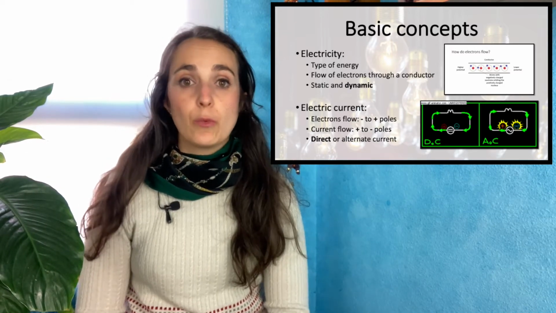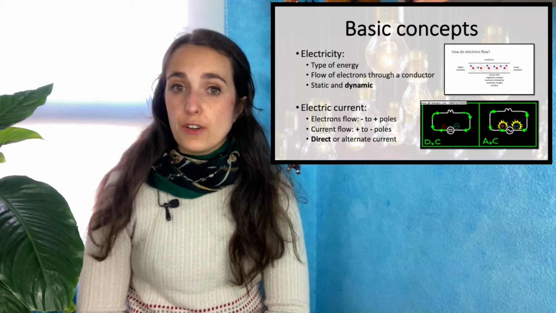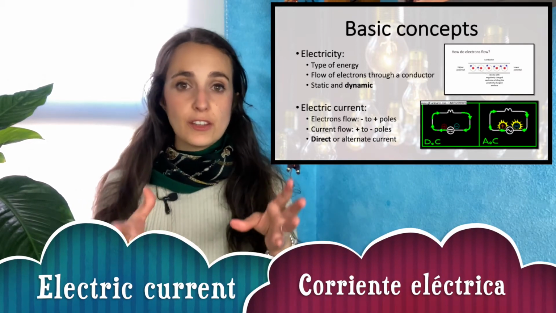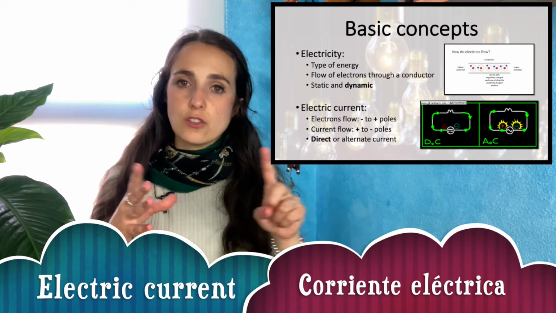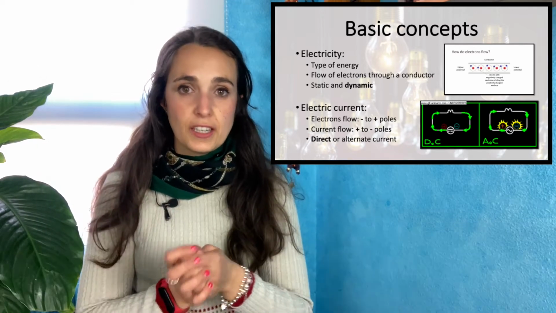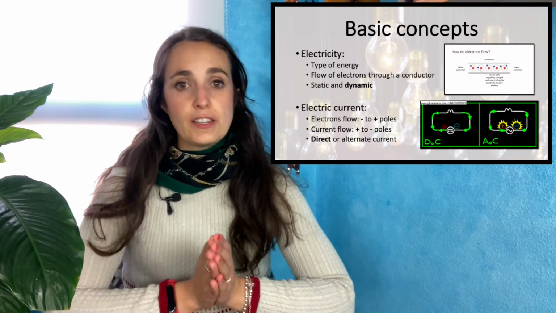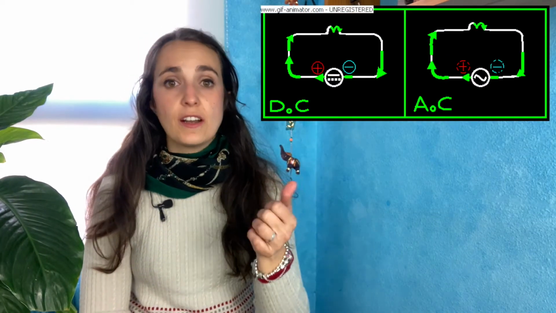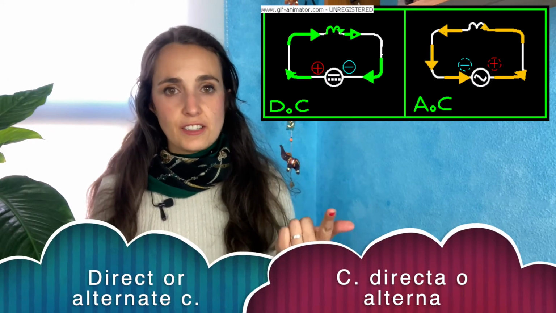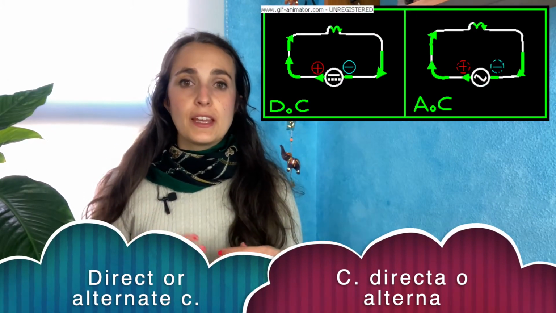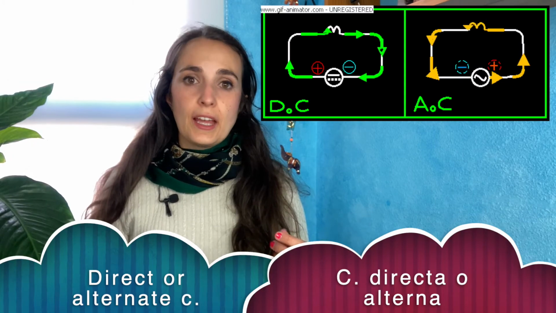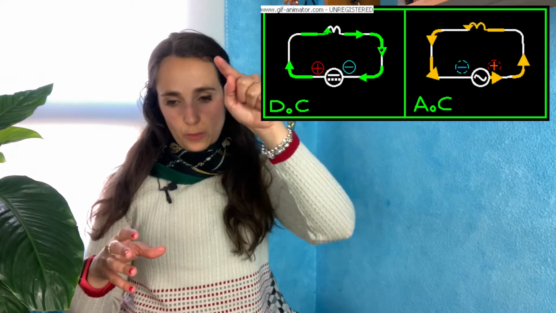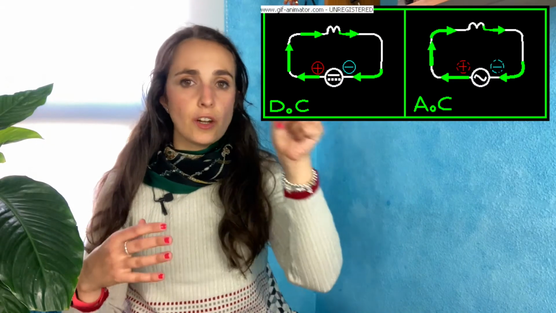But usually when we talk about electricity, we refer to electric current. So that is the current, the flow of electrons inside a conductor like a wire in a circuit. And in the case of electric current, we can also have two main types of currents, which are direct current and alternate current. The difference between them is the way electrons move. In a direct current, they move all the time from the battery through the wire to the battery, like this, in circles, okay?